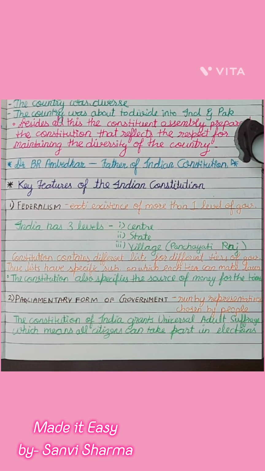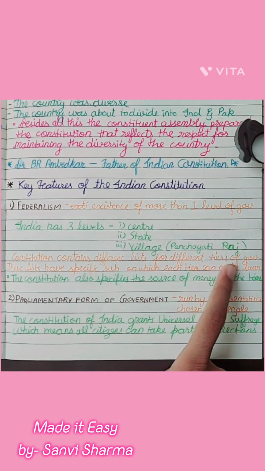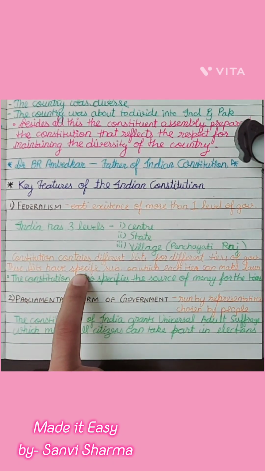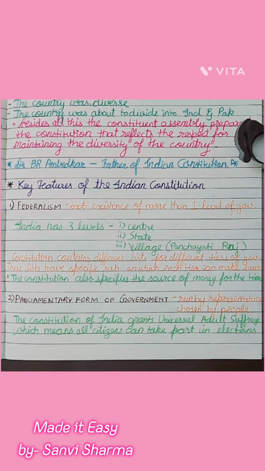So the key features of the Indian Constitution are: first, federalism. It means the existence of more than one level of government. India has three levels of government: the central government, the state government, and the village or the Panchayati Raj level. The constitution contains different lists for different tiers of government. These lists have specific subjects on which each tier can make laws.